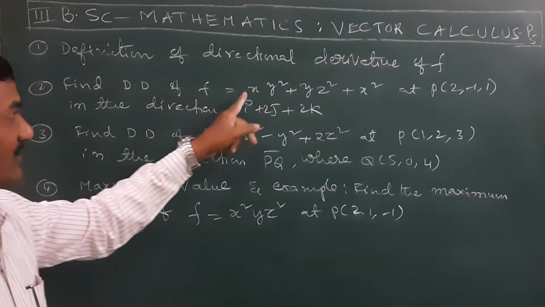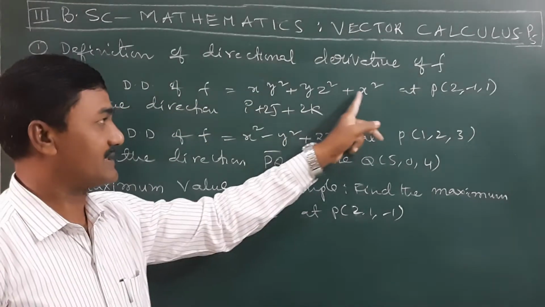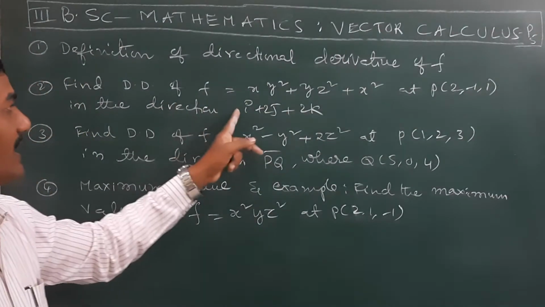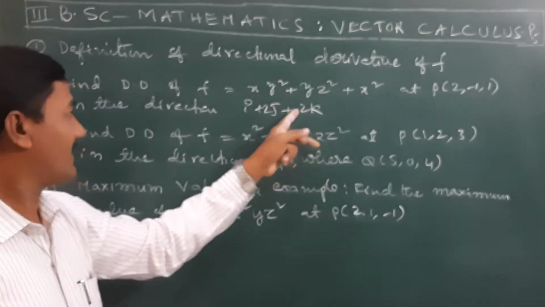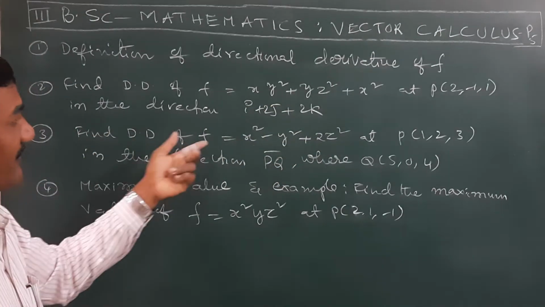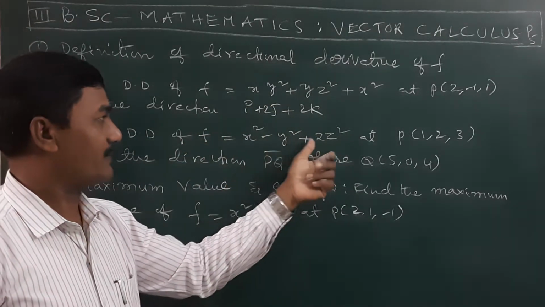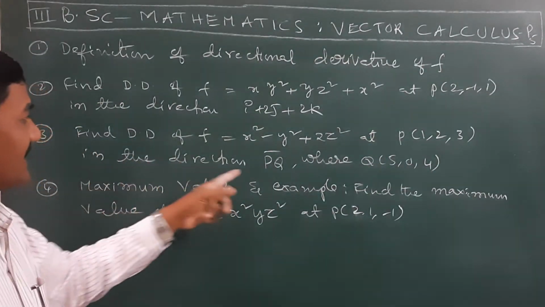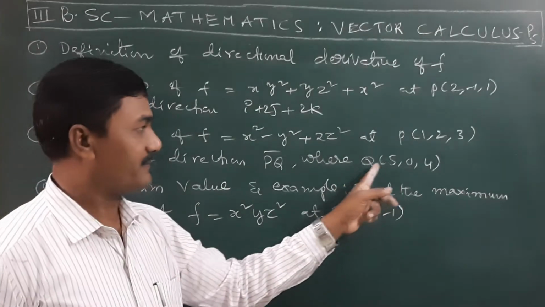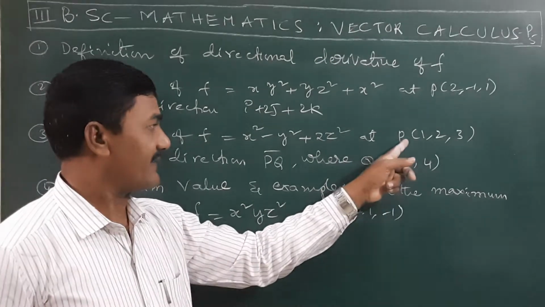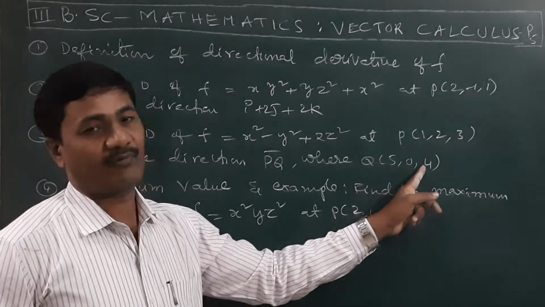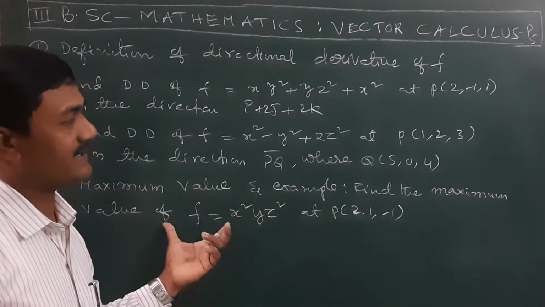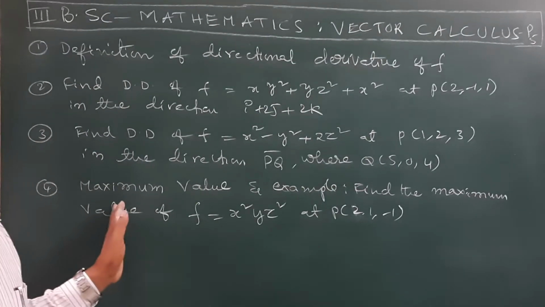Directional derivative of f equal to xy square plus yz square plus x square at the point (2, minus 1, 1) in the direction i plus 2j plus 2k. Another is the directional derivative of f equal to x square minus y square plus 2z square at the point (1, 2, 3) in the direction PQ, where P is given and Q is (5, 0, 4). Another is the maximum value, definition and example. These are the points we will discuss in today's class.